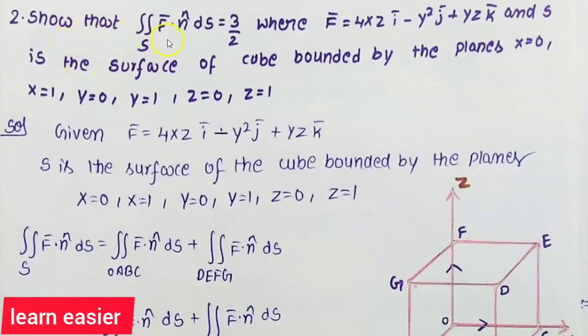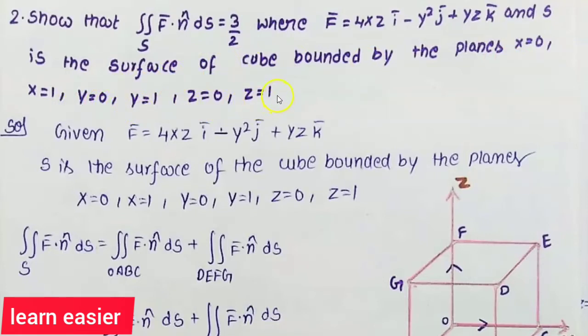Show that the surface integral of f bar dot n cap dS is equal to 3 by 2, where f bar equals 4xz i bar minus y square j bar plus yz k bar, and S is the surface of the cube bounded by the planes x equal to 0 and x equal to 1, y equal to 0 and y equal to 1, and z equal to 0 and z equal to 1.